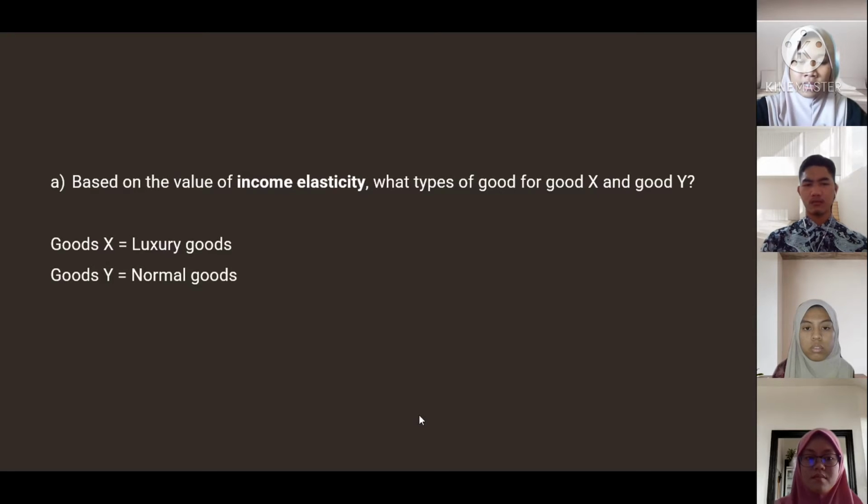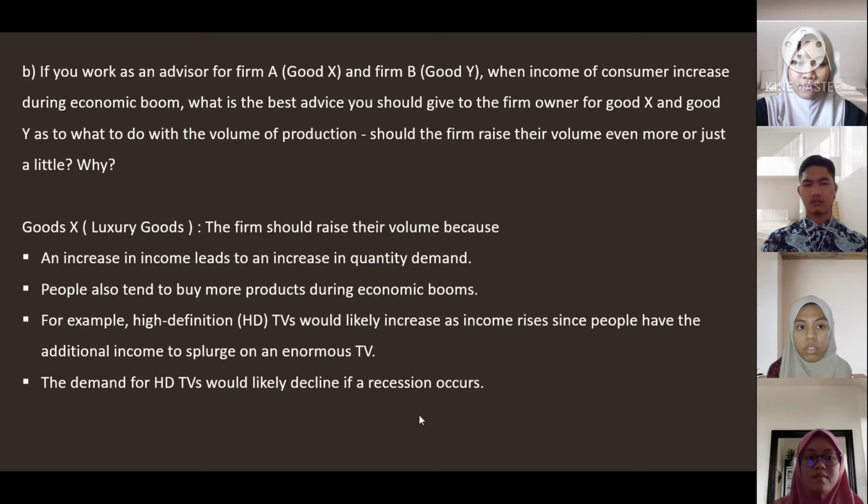Based on the value of income elasticity, the type of good X is a luxury good and the type of good Y is a normal good.